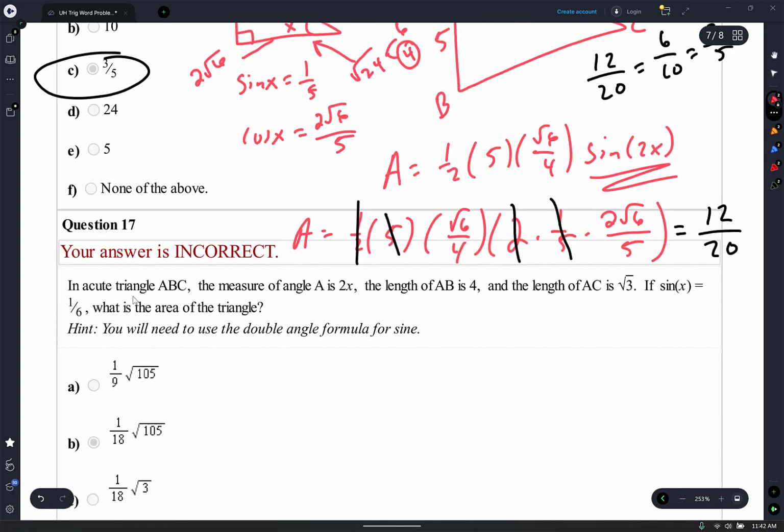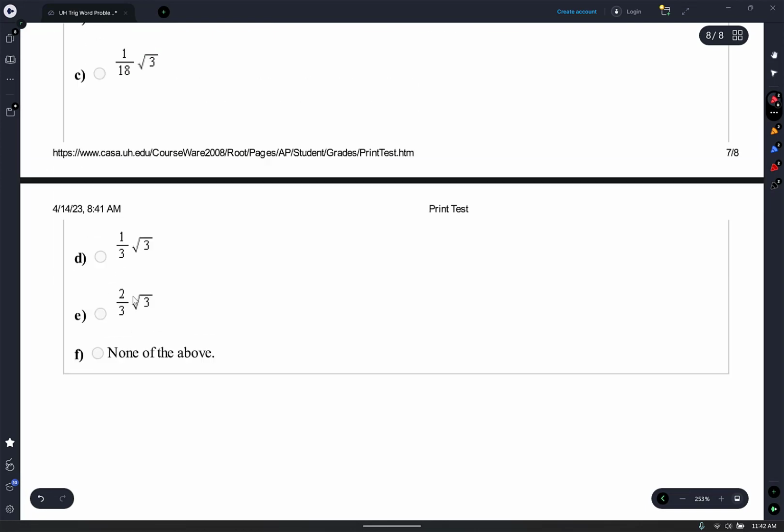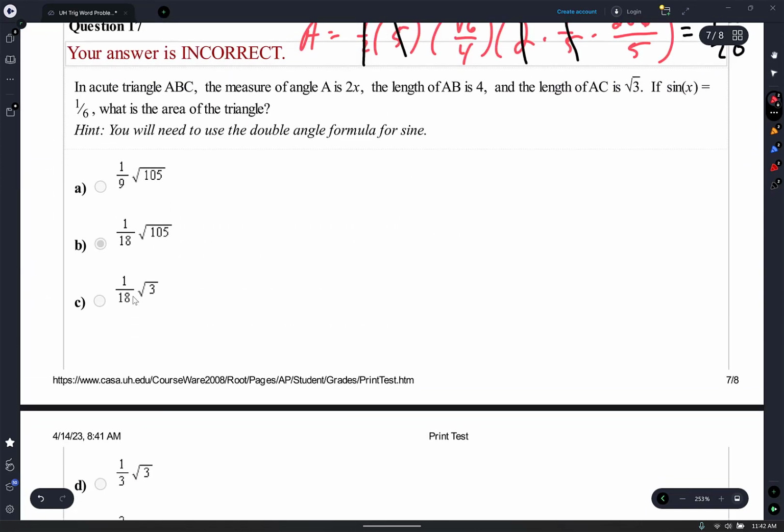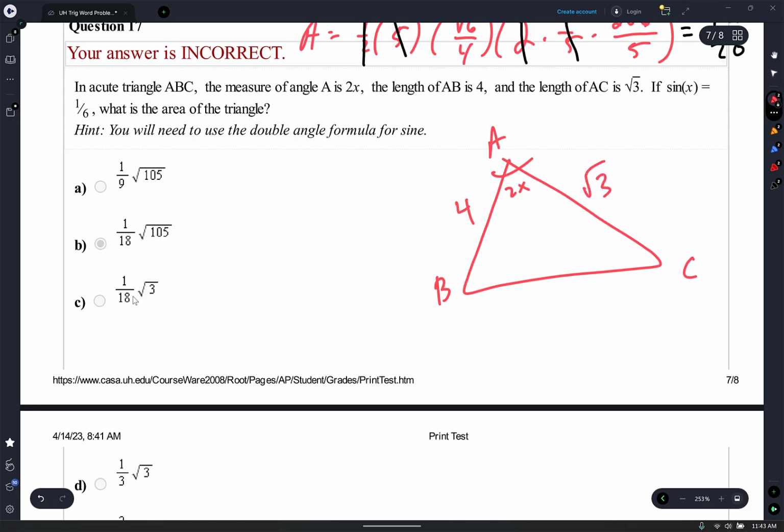All right, one more. Here's the last one, guys. It looks like it's the same thing again. In an acute triangle ABC, the measure of angle A is 2x. So again, we have a triangle ABC. Angle A is 2x. The length of AB is 4. The length of AC is square root of 3, and sine x is 1/6. So draw another triangle. Here's my angle x, 1/6.